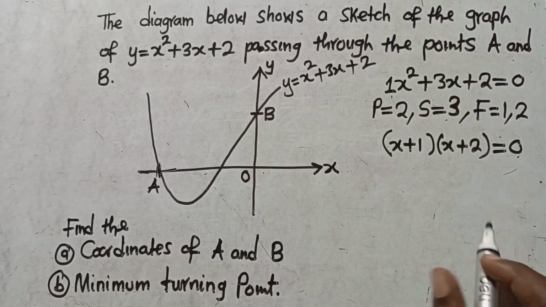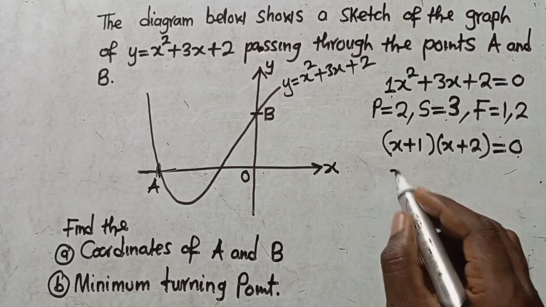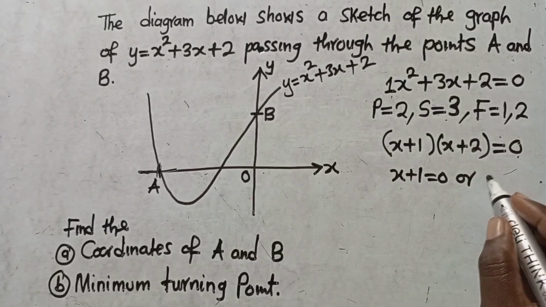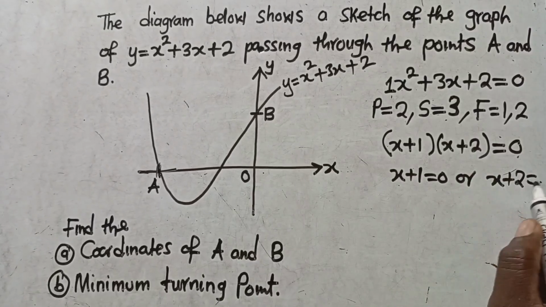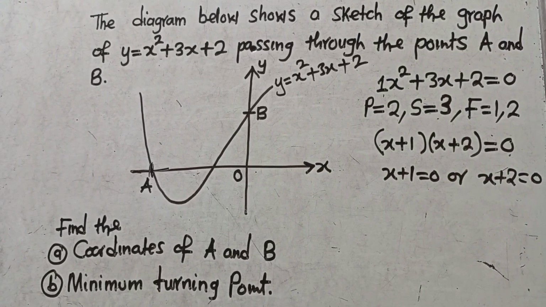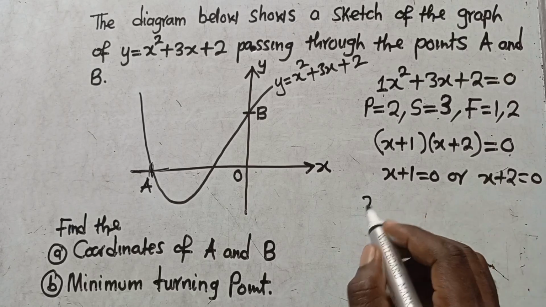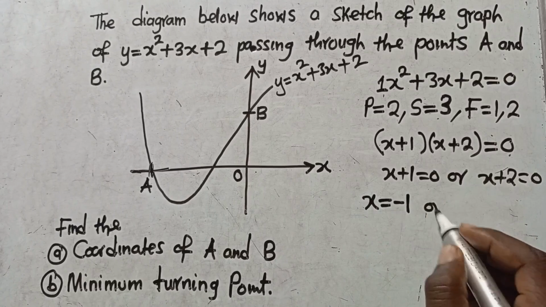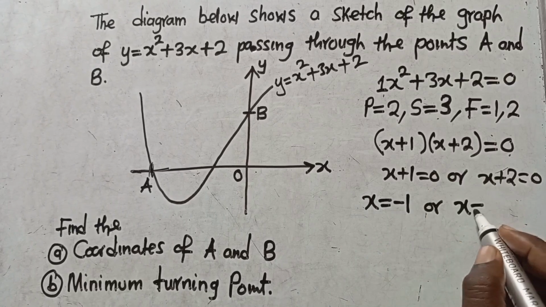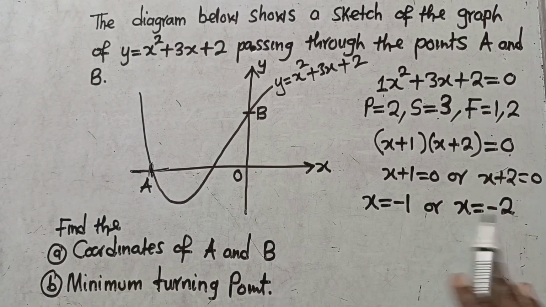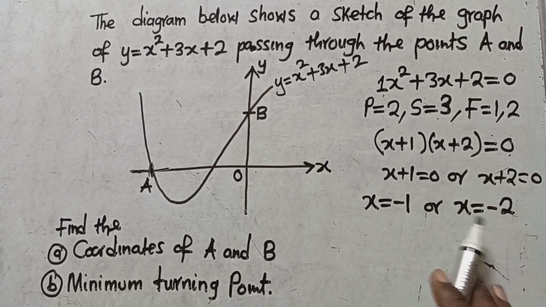0. You solve this, where you are going to say x plus 1 is equal to 0, or x plus 2 is equal to what? 0. So meaning that x is equal to -1. When this one goes aside, you get -1. Or x is equal to what? -2. So these are the two values that you are going to come up with.